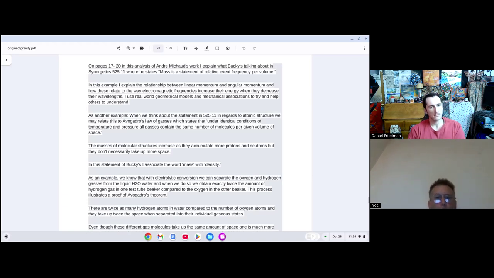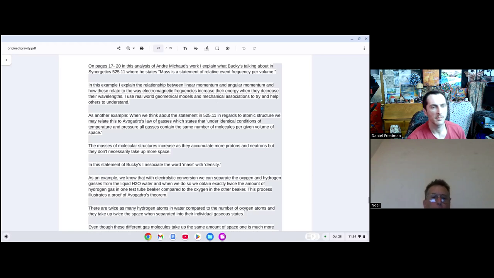So I use real-world geometrical models and mechanical associations to try and help others to understand. As another example, when we think about the statement in 525.11, mass is a statement of relative event frequency per volume, in regards to atomic structure, we may relate this to Avogadro's law of gases, which states that under identical conditions of temperature and pressure, all gases contain the same number of molecules per given volume of space.